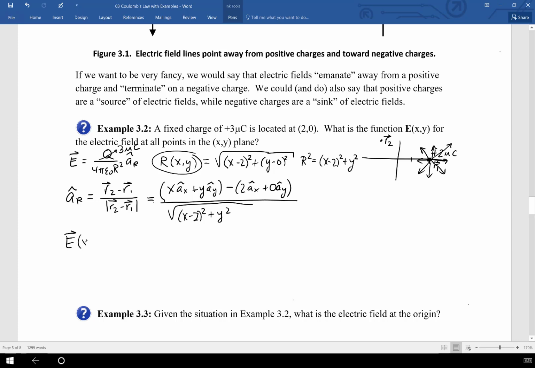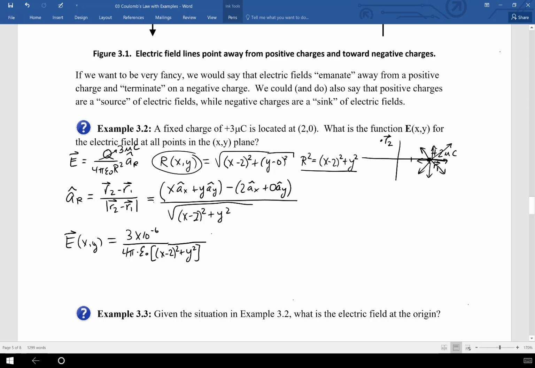E then, and by the way, E is a function of x and y. This is going to be equal to Q, 3 times 10 to the minus 6th. And I'm going to omit the units because I'm going to keep the units consistent, but if I were using anything other than coulombs, newtons, and meters, I would absolutely include the units as well. So I have 4 pi times epsilon 0, which is 8.854 times 10 to the minus 12th. And then that's going to be multiplied by r squared. Well, r squared we found over here is this quantity, so this is x minus 2 squared plus y squared.